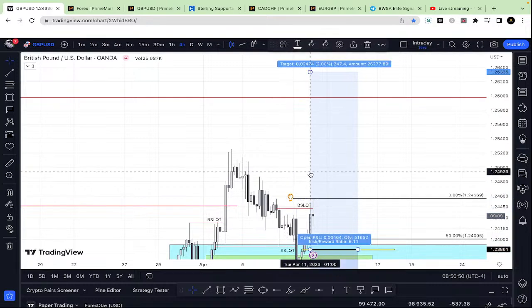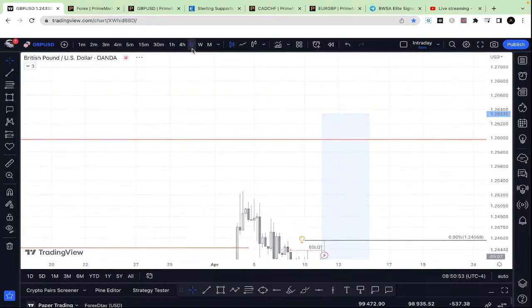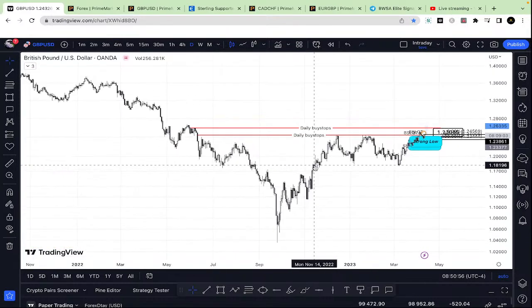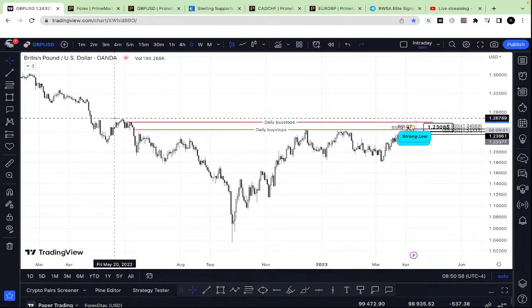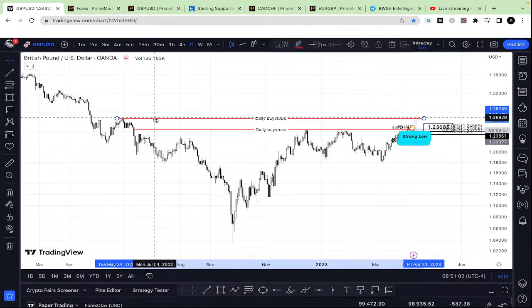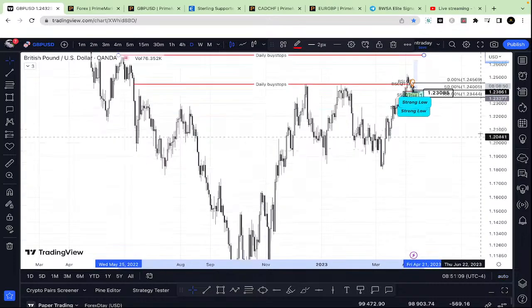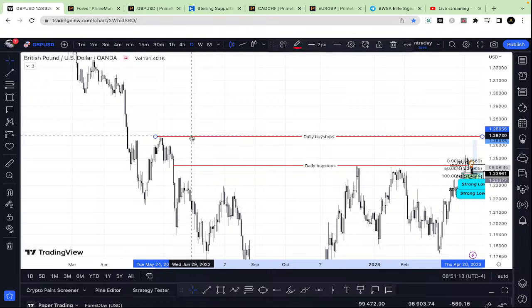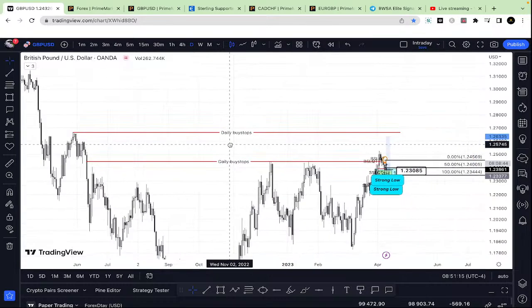Boom. So we have a 1 to 5, to make sure the daily liquidity is actually lining up with that. It sure is, because it's definitely going to come all the way up here as well. So what I can do to make a little bit more sense of this is this. Just barely touching these wicks right here and daily buy stops.